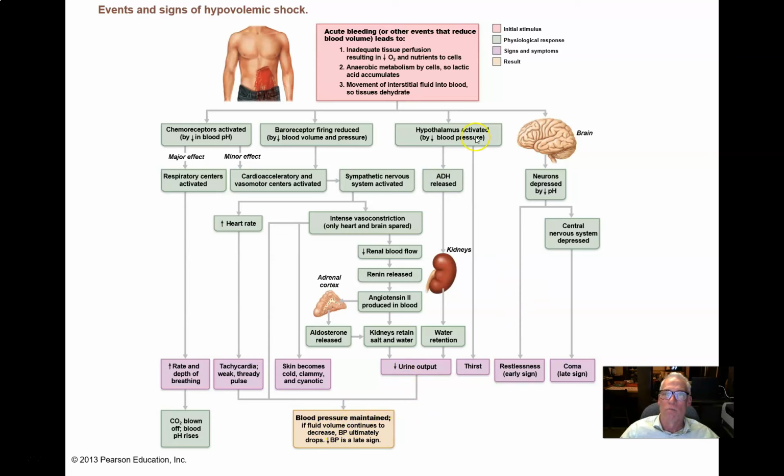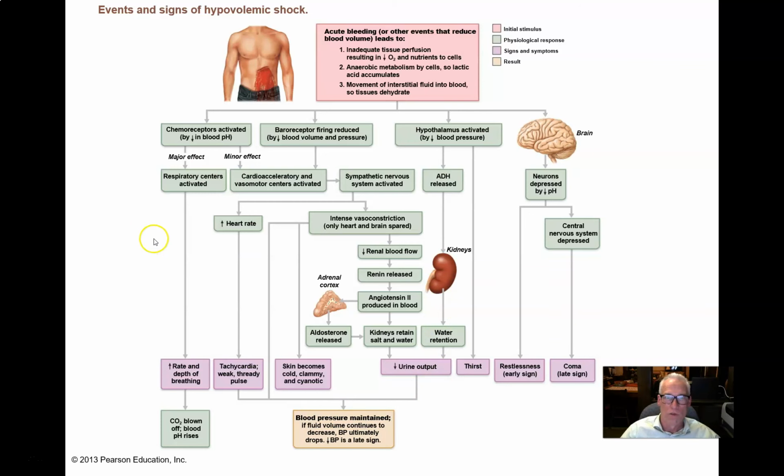So the hypothalamus baroreceptor reflex causes the hypothalamus to release ADH. ADH causes the kidneys to reabsorb more water, less urine production, more water retained in the body, plus some intense thirst, and we're going to drink some water and hopefully recover our blood volume as needed and restore blood pressure and blood flow.